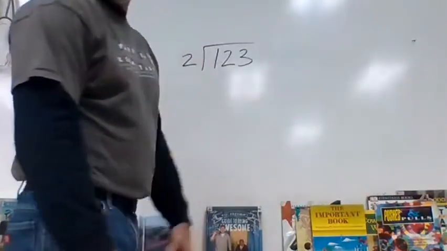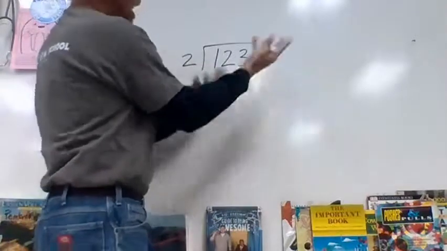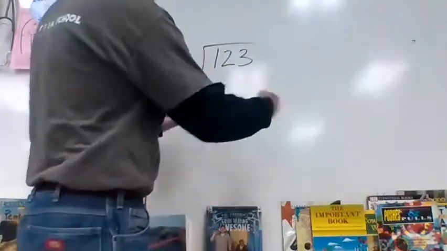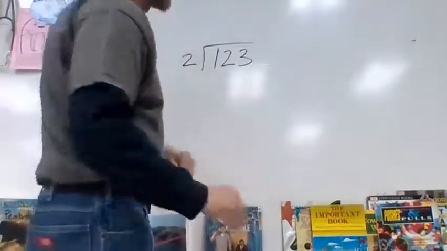Okay, first thing I want to do is say to myself, well, I could guess. I know 2 times 50 is 100. I guess you could do this guess and check model, partial quotients. But I'm going to teach you long division the right way.